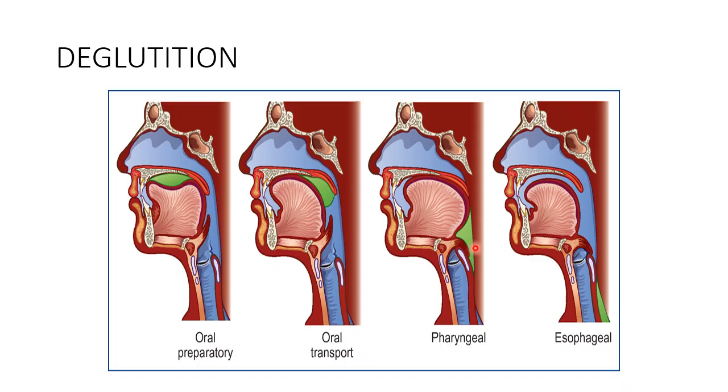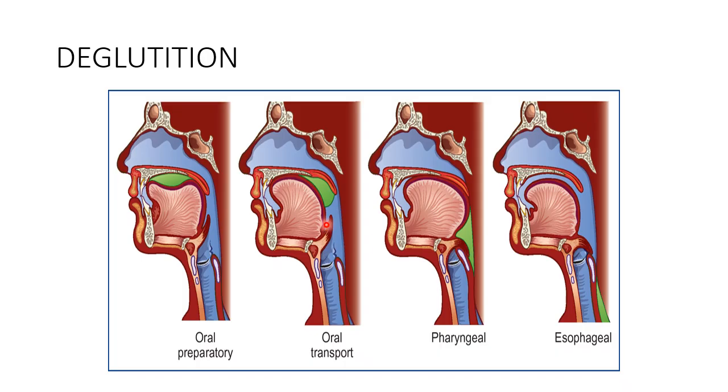And what happens in this pharyngeal phase? There is a movement of the soft palate. The soft palate will move and it will close the inlet for nasopharynx, so the food will not enter into the nose. The first thing is elevation of the soft palate, closing the inlet for nasopharynx. Second, there is a downward movement of the epiglottis.